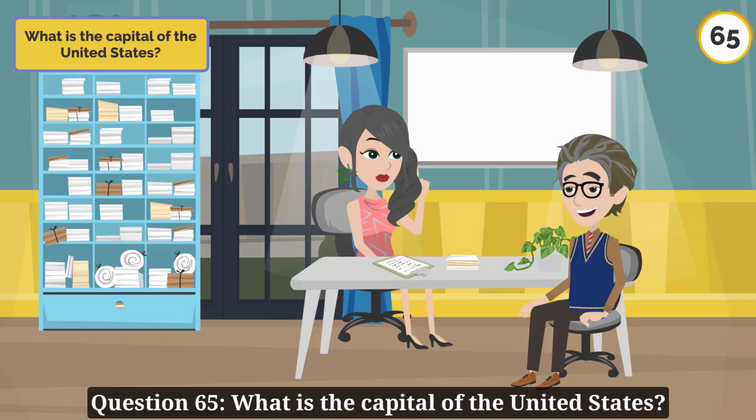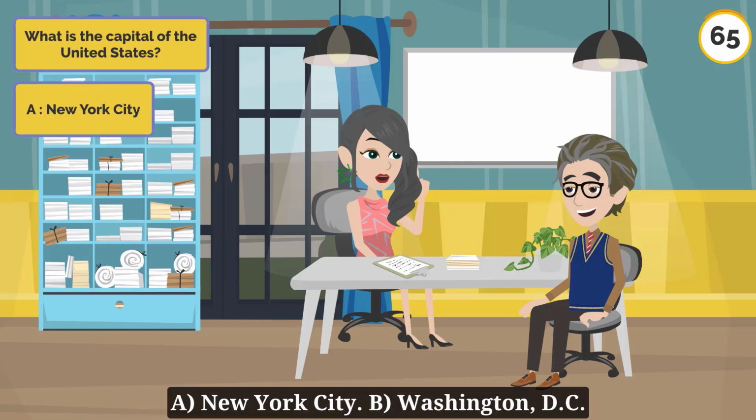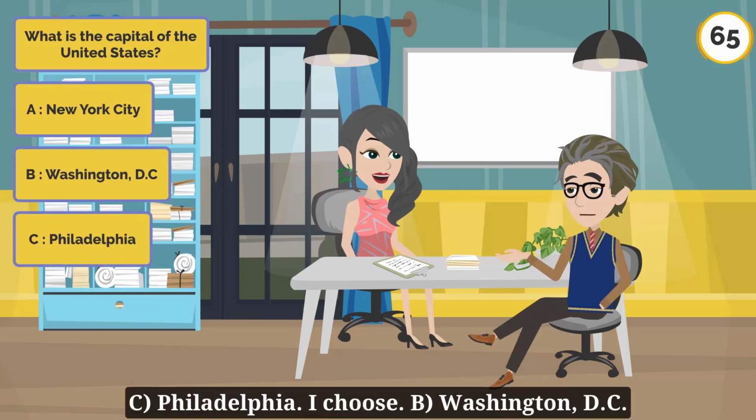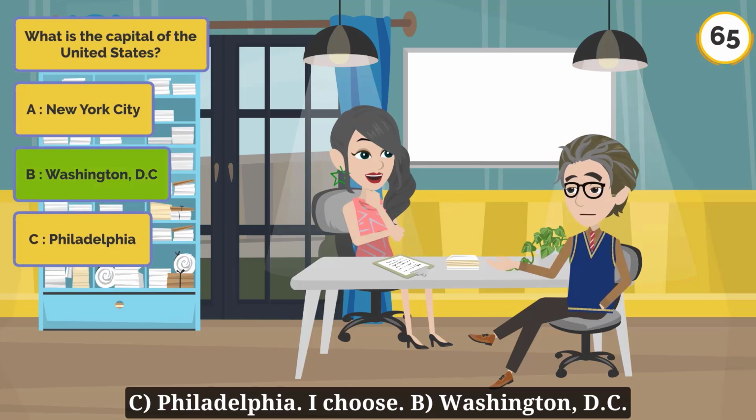Question 65. What is the capital of the United States? A. New York City. B. Washington, D.C. C. Philadelphia. I choose B. Washington, D.C.